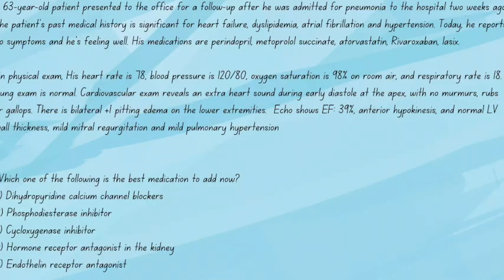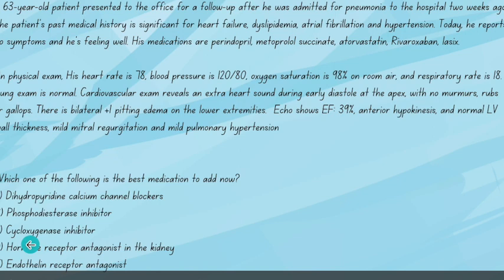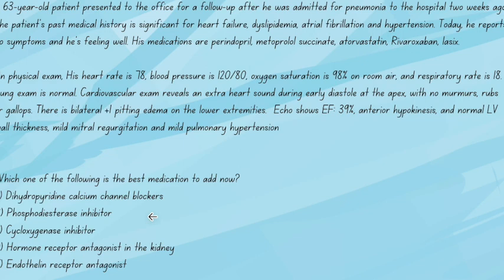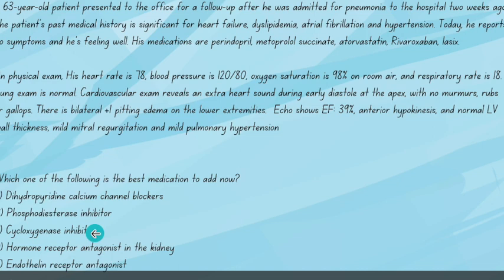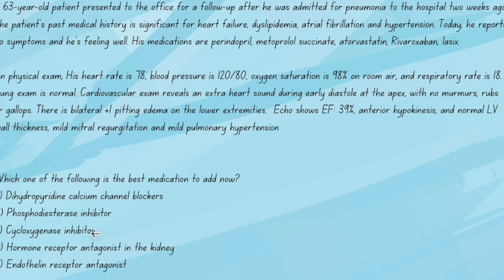Which one of the following is the best medication to add now? Dihydropyridine calcium channel blocker, phosphodiesterase inhibitor, cyclooxygenase inhibitor, hormone receptor antagonist in the kidney, endothelin receptor antagonist. So this is a two-step question. First, I need to know the diagnosis. Then I need to know what the treatment is in this case. And also looking at the answer choices, I think I'm around the cardiovascular section, cardiology, or peripheral arterial disease. Let's read the question quickly.